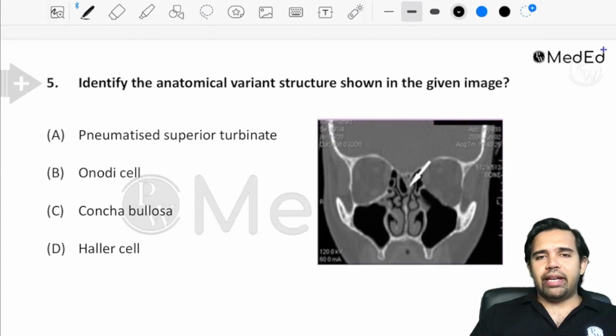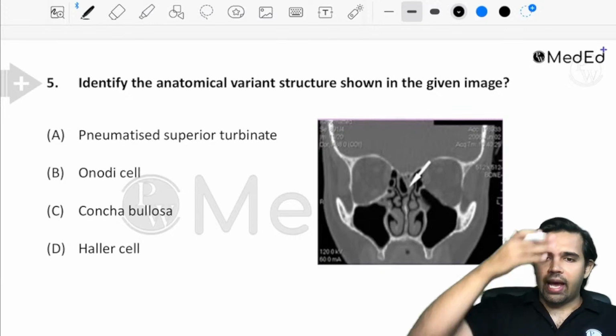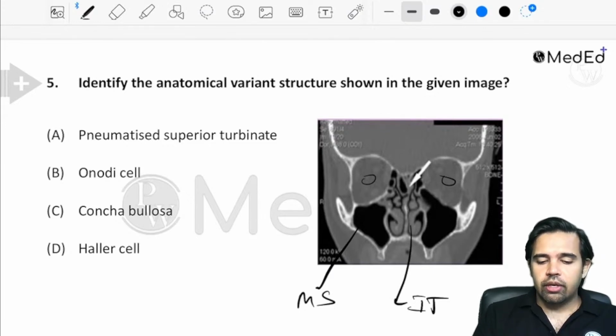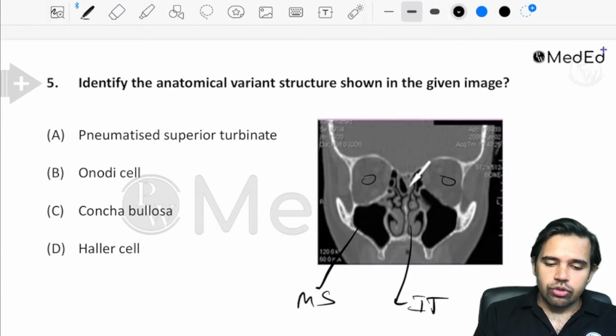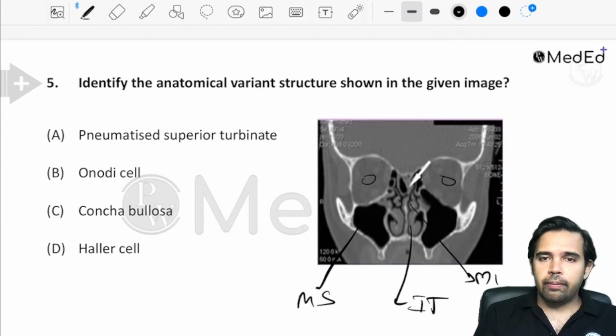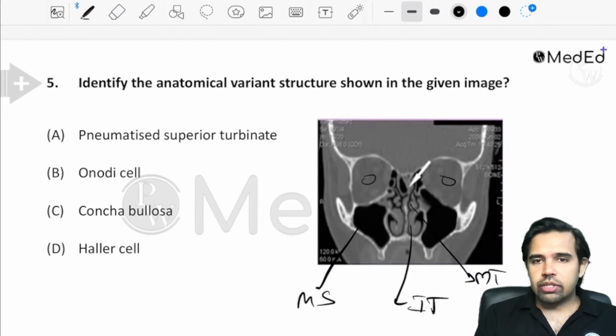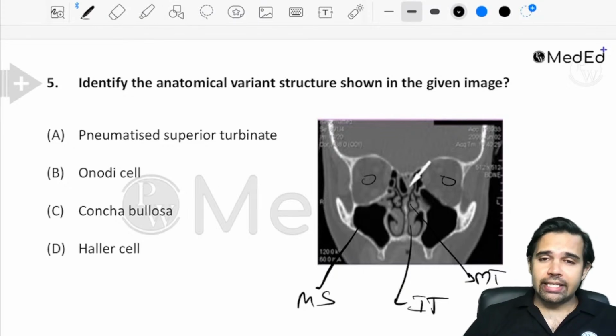Identify the anatomical variant structure shown in the given image. Okay, again, this is a section of the CT scan. What are the structures? You can see the orbits here. The black thing over here is the maxillary sinus on both sides. Big inferior turbinates you can see over here. Little bit smaller middle turbinates can be seen here. And they are asking what is this abnormal round structure over here. Now remember, air is black on CT scan, so there is some air over there.